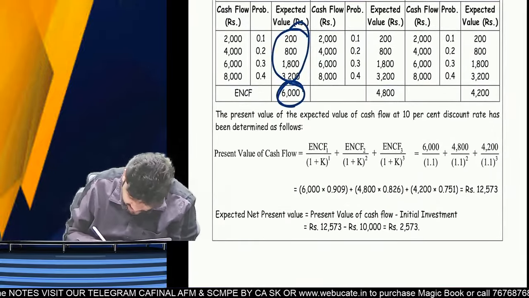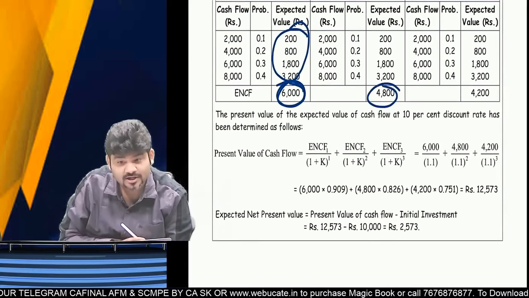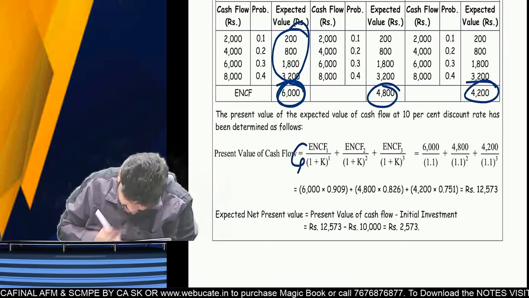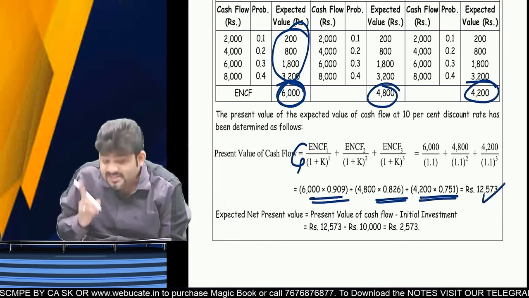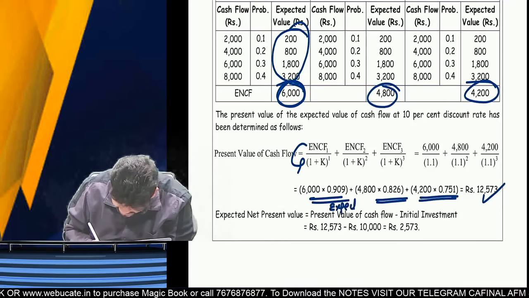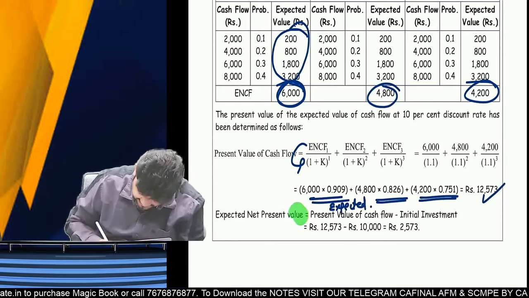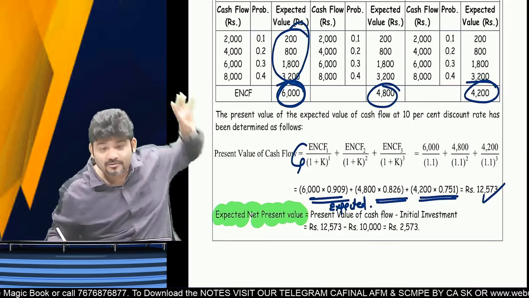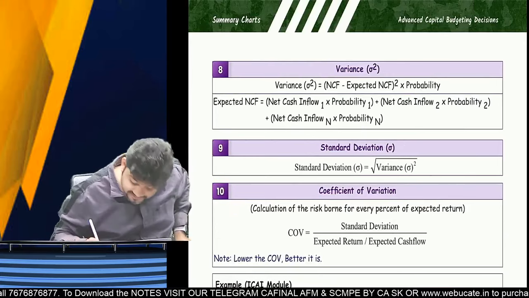First expected cash inflow is 6,000. Second expected cash inflow is 4,800. Third is 4,200. To this, we will do the discounting. We will get the expected present value of cash inflow. We should write here, boss: expected present value of cash inflow minus initial investment, and we will get the expected net present value. Are we clear? Now, if this is clear, trust me, the remaining answers will come very naturally.